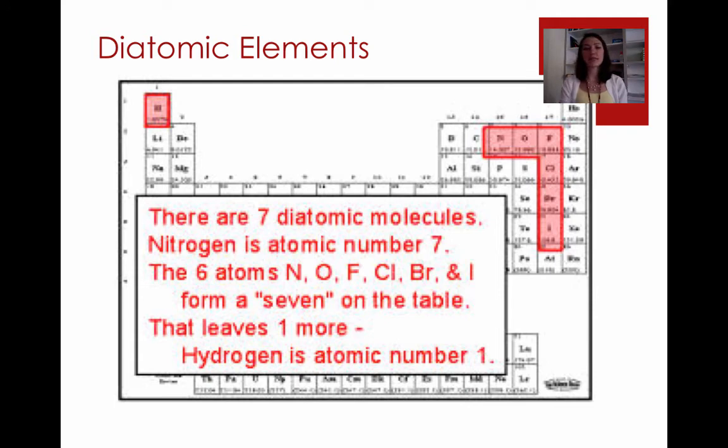Our diatomic elements that we mentioned, I'd like you to draw a little periodic table right on your note page. There are 7. They start with element number 7 right here, which is nitrogen, and they make the shape of a 7. There are 6: N, O, F, Cl, Br, I, and then the +1 is hydrogen. So we say that these are part of the 7+1 club. That's a nice way of remembering what our diatomic elements are. Remember, our diatomic elements naturally occur as a pair, so with 2 atoms.